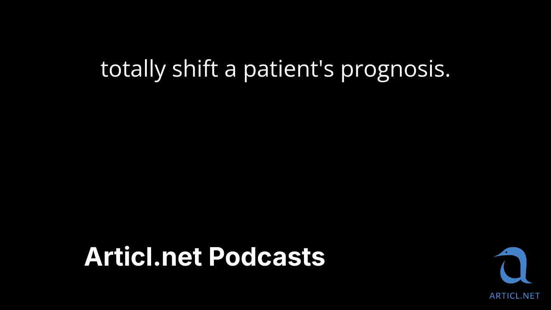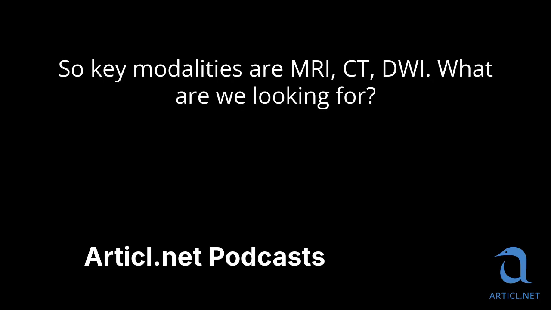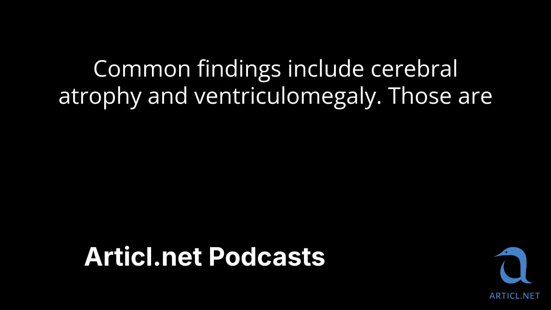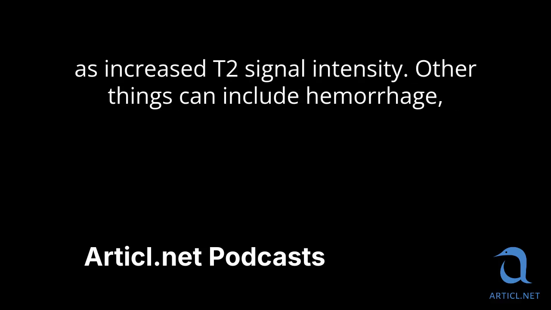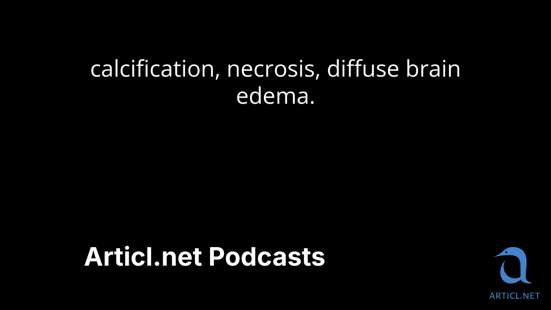It can totally shift a patient's prognosis. So key modalities are MRI, CT, DWI. What are we looking for? Common findings include cerebral atrophy and ventriculomegaly. Those are among the most frequent. You'll also see white matter lesions, typically showing up as increased T2 signal intensity. Other things can include hemorrhage, calcification, necrosis, diffuse brain edema.